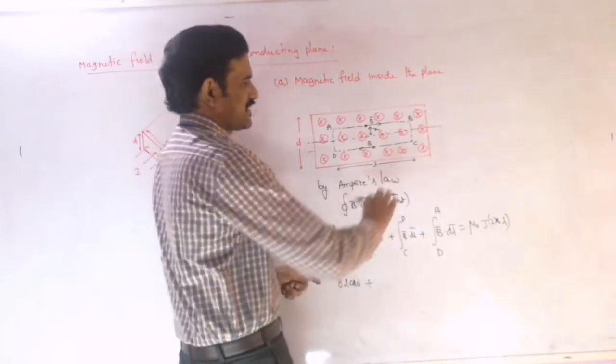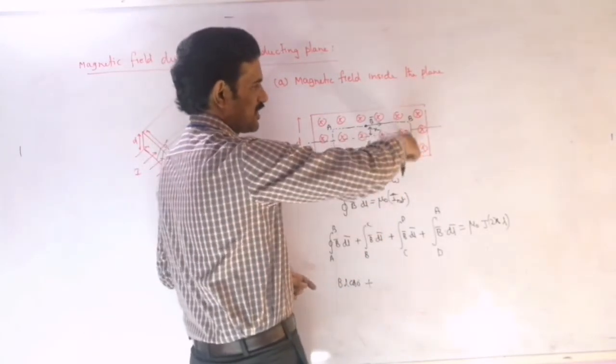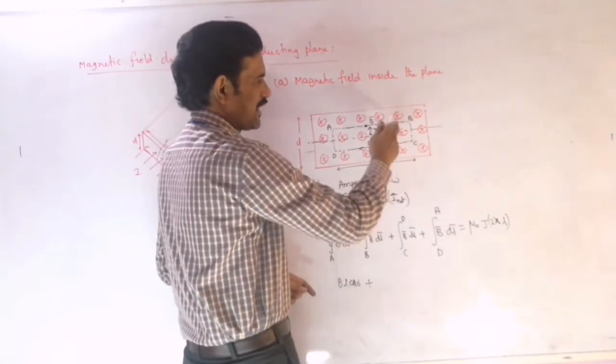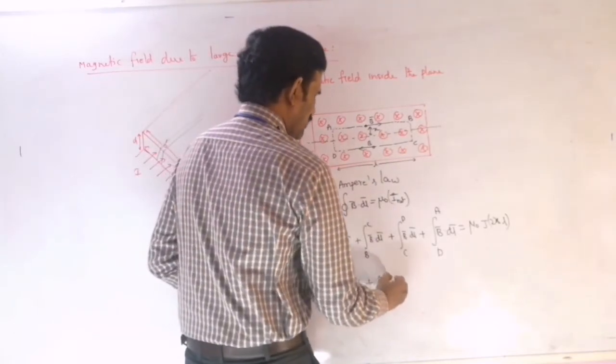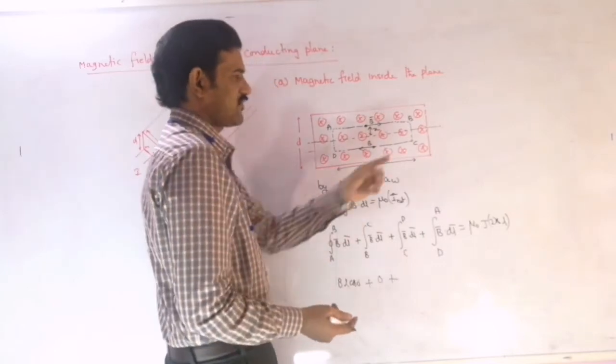So C to B, we are saying the magnetic field is like this and the length is along this direction. So the magnetic field direction and length are perpendicular to each other, and so this term will be 0. And next, from C to D.